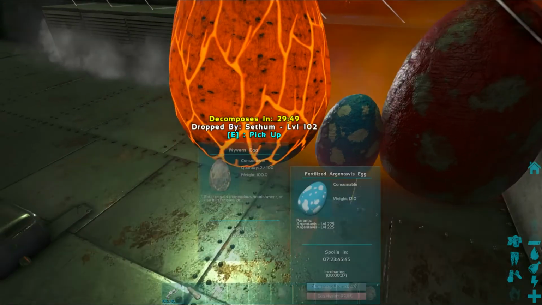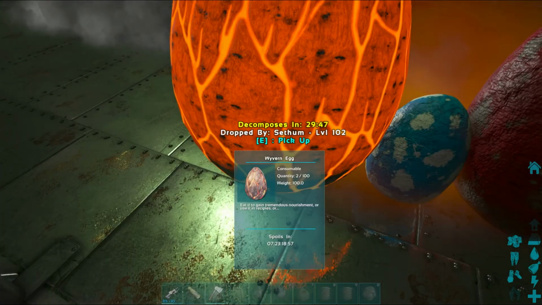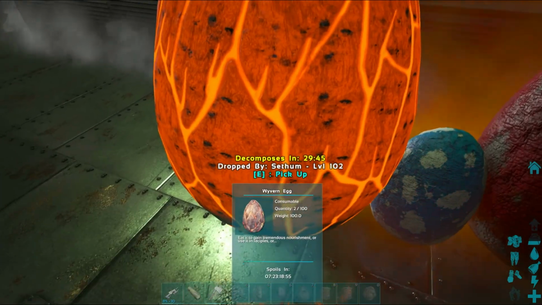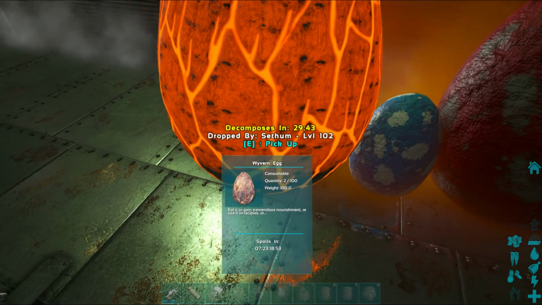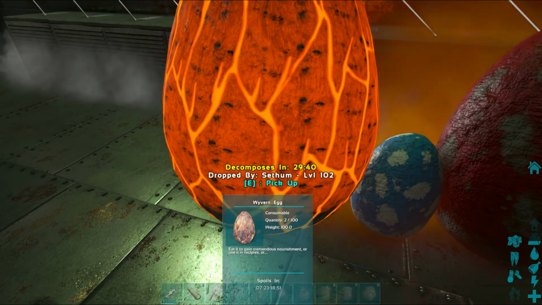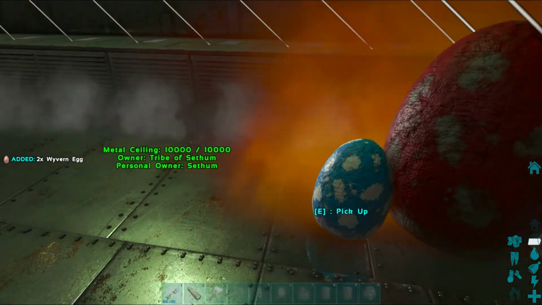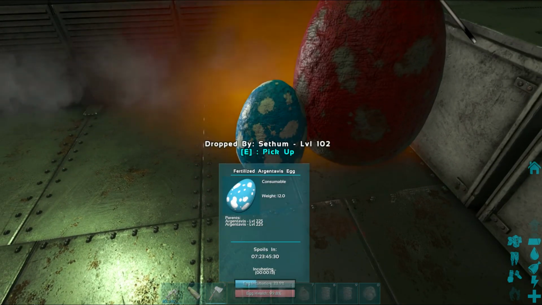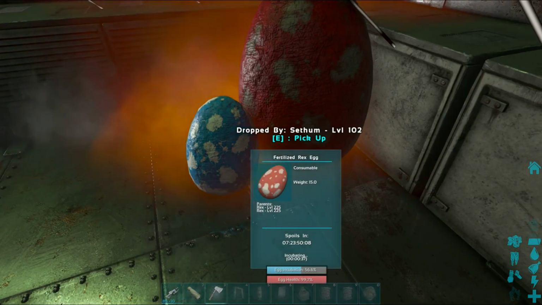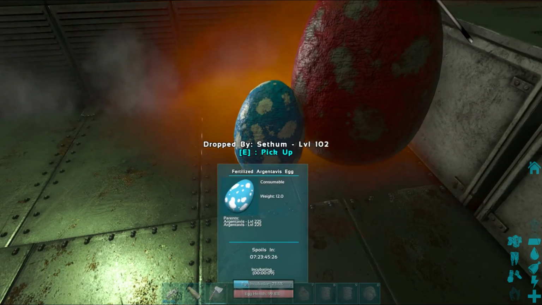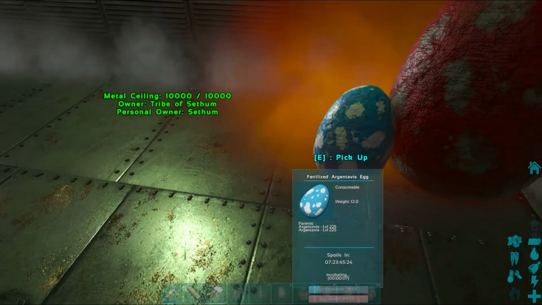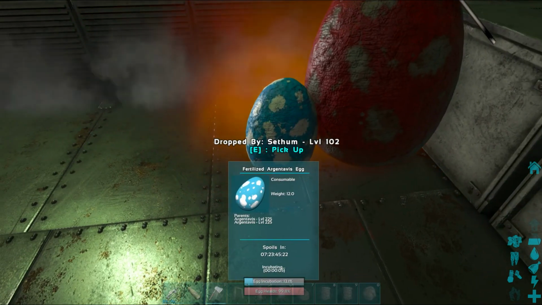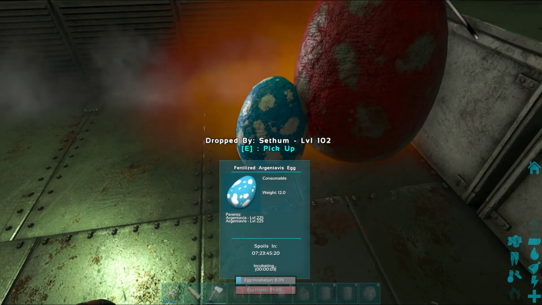Now, several air cons should be enough to incubate just about any egg in the game. The only eggs in the game that do require a lot of air conditioning units would be the Wyvern Eggs, and that is because they incubate at a very high temperature. So I think, if I'm not mistaken, it's somewhere around 13 or maybe 16 air conditioning units, and you will want to set them up in a U shape.